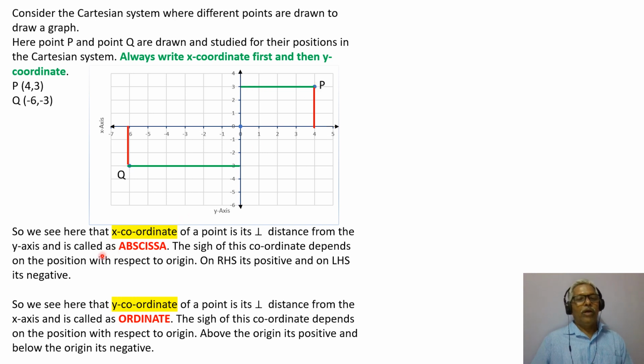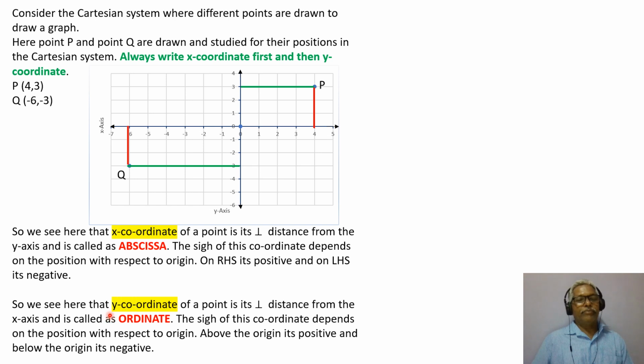Got it? So the x coordinate is the perpendicular distance from the y-axis, and we call it abscissa. The x coordinate is called abscissa. The sign of this coordinate depends on the position with respect to the origin. On the right hand side it's positive and on the left hand side it's negative. Got it? Very simple.